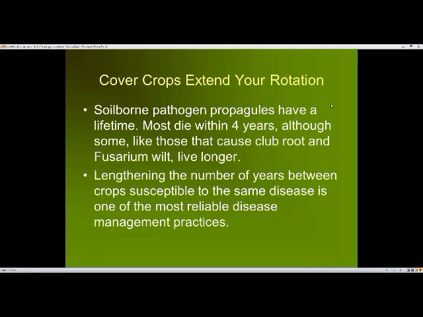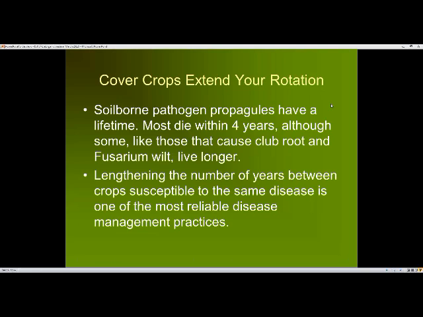So if you ask a plant pathologist how to manage a soil-borne disease, typically one of the first things they'll say to you is you want to wait it out, or you want to plan your rotation so that you don't plant another susceptible host crop until the soil-borne pathogens that cause the disease have all died out.